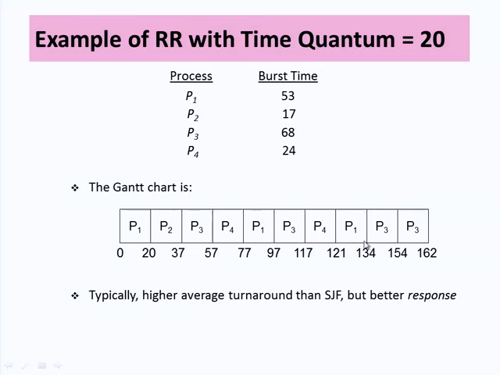Then the CPU will take over P1. And that will finish, okay, because it only needed 13, right? And then P3 can be executed until it's finished, okay? So it'll be given the remaining, that is 20 and 18, okay? So this is round robin, okay?